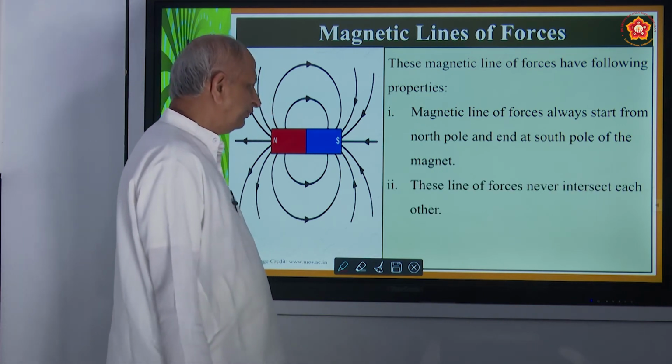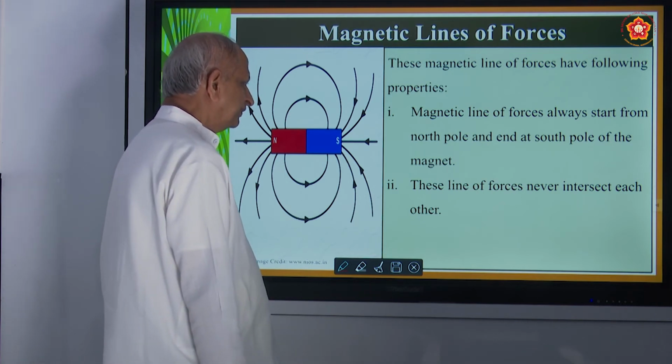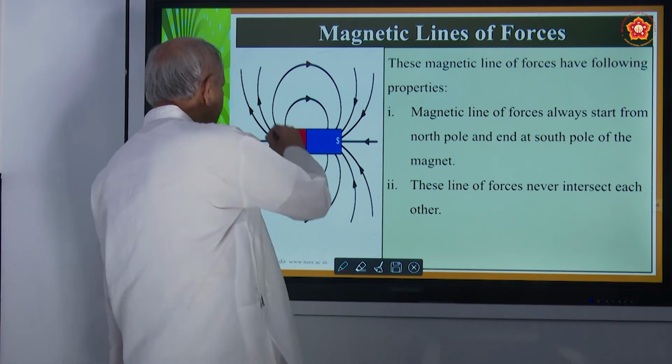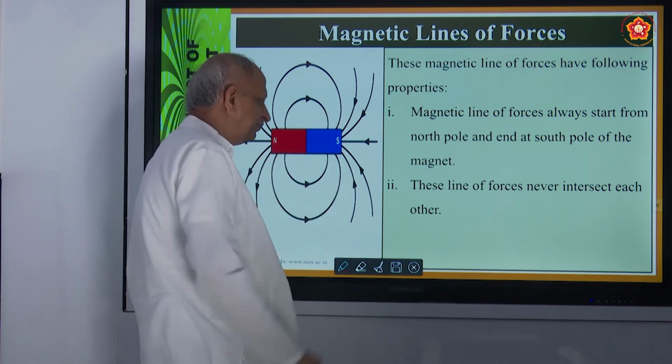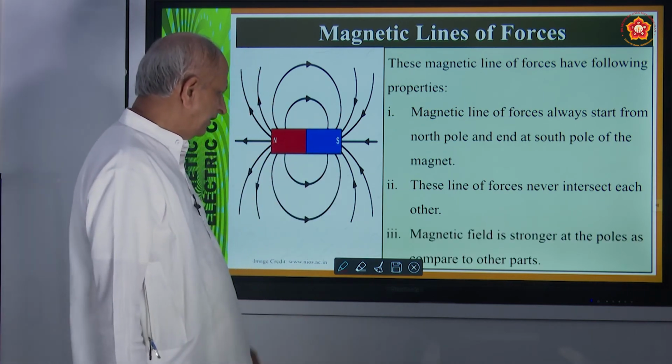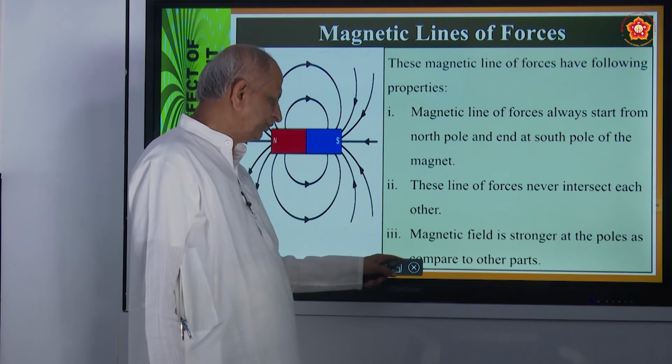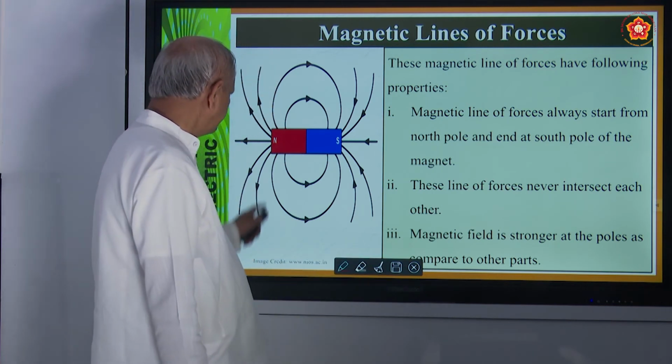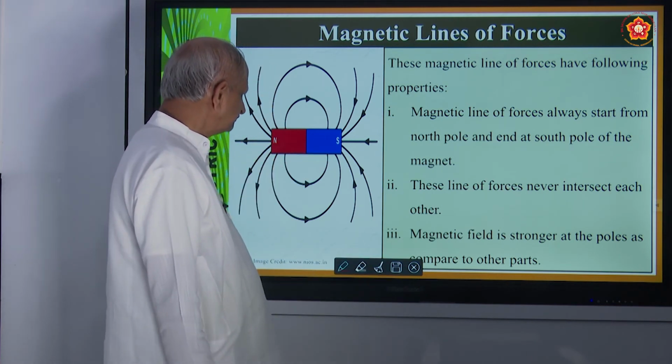These lines of force never intersect each other. They do not intersect. Each has its own area. And the magnetic field is stronger at the poles compared to the other parts. So it is stronger here.